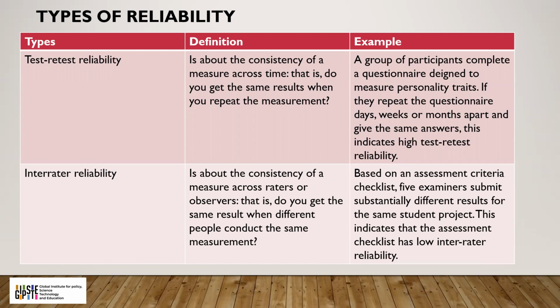Another type is inter-rater reliability. It's about the consistency of a measure across raters or observers. That is, do you get the same results when different people conduct the same measurement? For example, based on an assessment criteria checklist, 5 examiners submit substantially different results for the same student project. This indicates that the assessment checklist has low inter-rater reliability. All right?